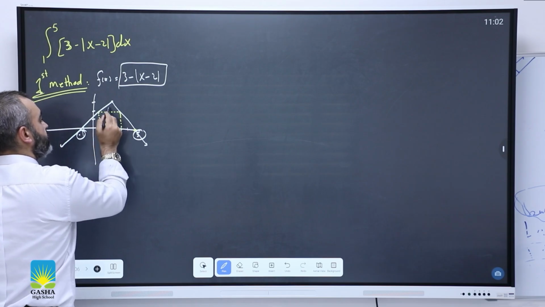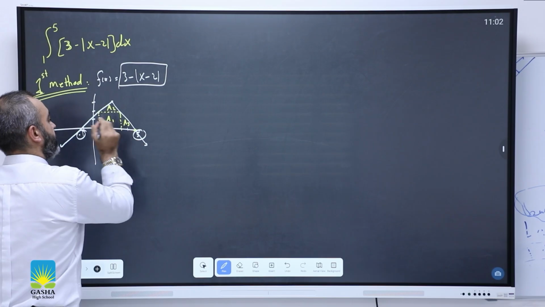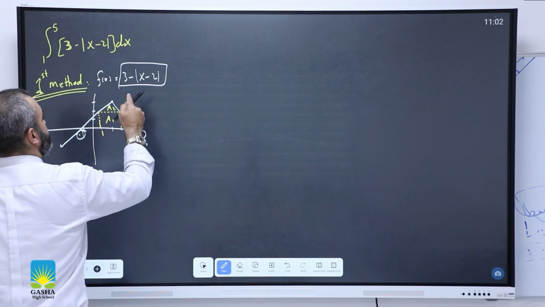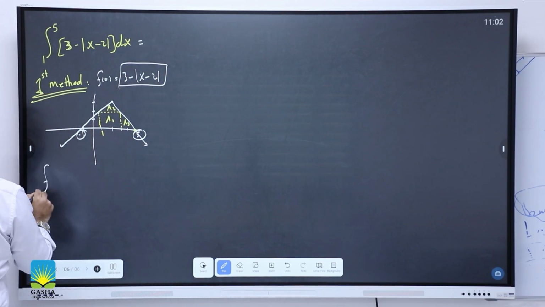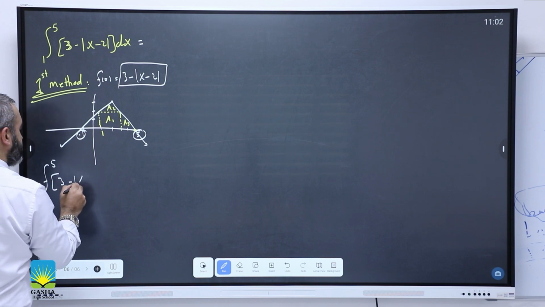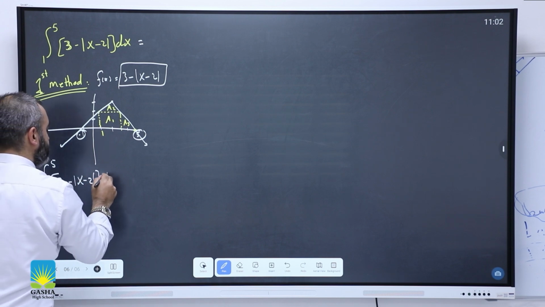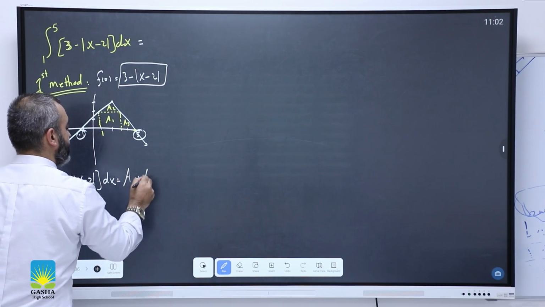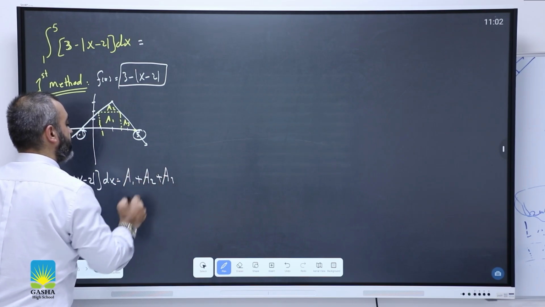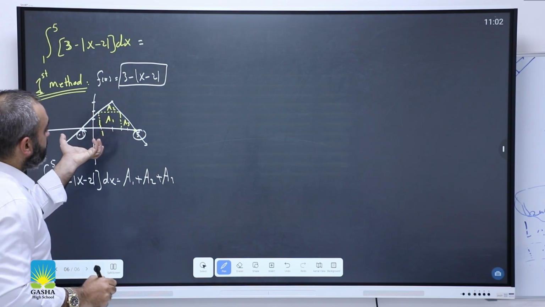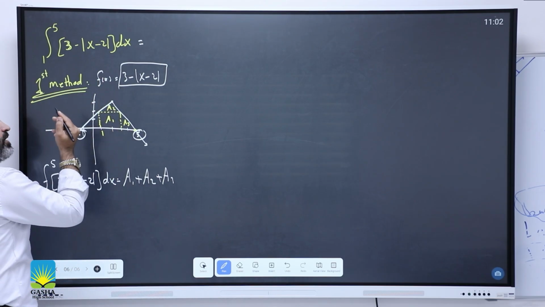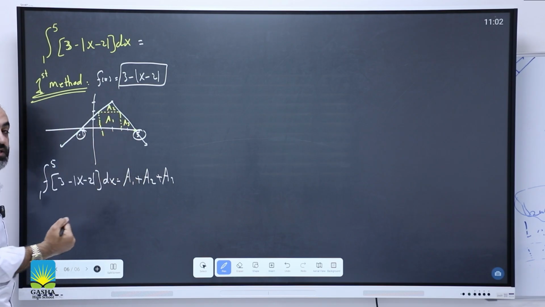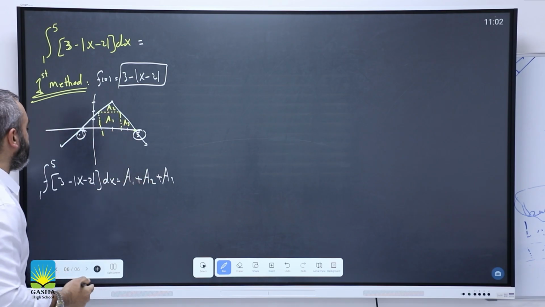We have A1, A2, A3, right? So the result is the integral from 1 to 5 of 3 minus absolute value of x minus 2 dx, equal to A1 plus A2 plus A3. Why plus? Because all the area is above the x-axis, right? If we have one part under the x-axis, it becomes minus.